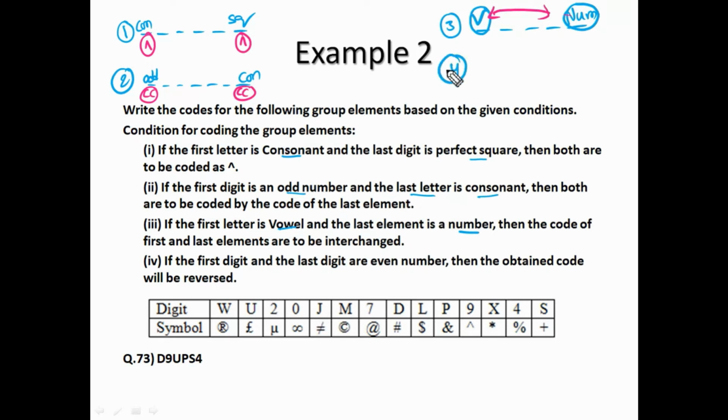Next, if the first digit and the last digit are even numbers, that is the fourth condition. So in a set of elements, the first is an even digit and the last is also an even digit. If this condition follows, then the obtained code will be reversed. Whatever the code for this set of elements, we write it in the reverse order. Write the code for that set of elements, but reverse it.